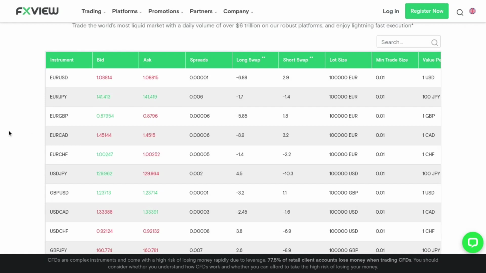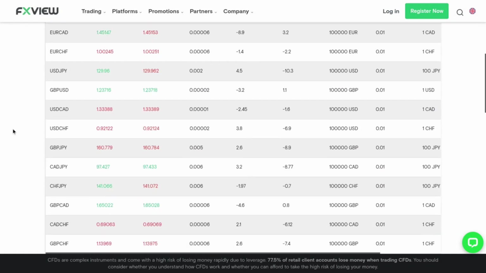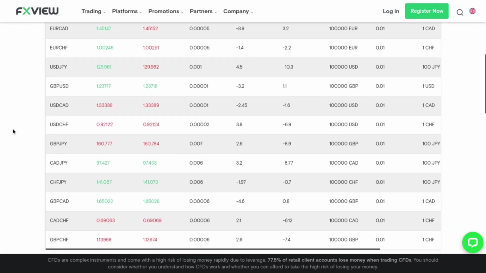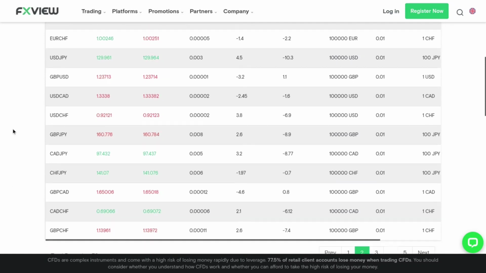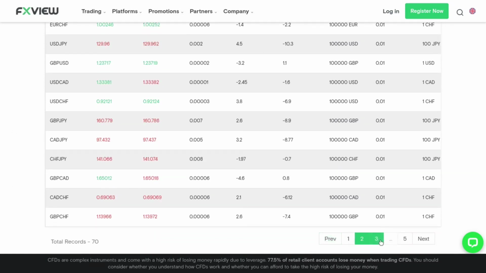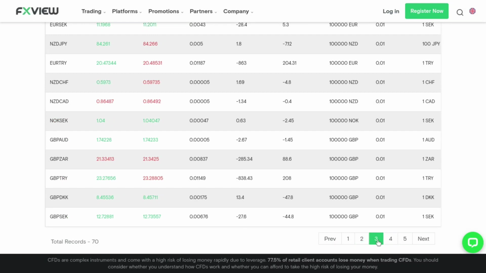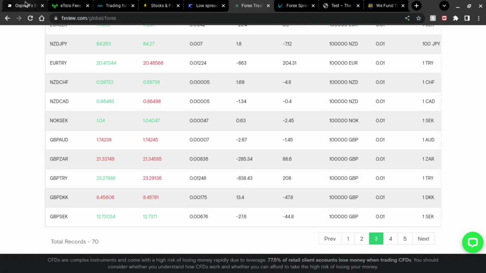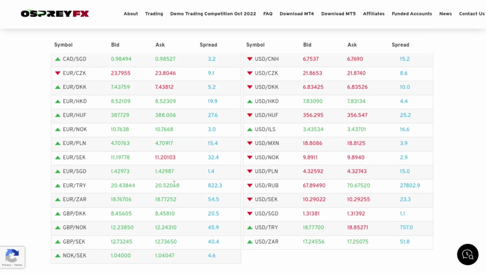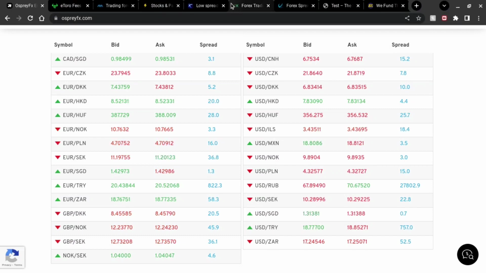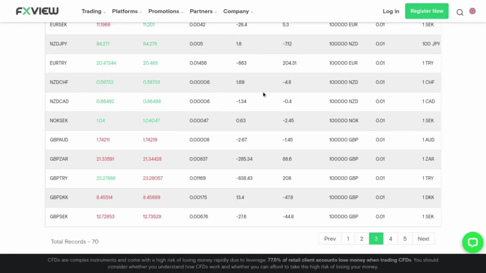Okay, FX View we're going to be looking at. These guys have been offering really tight spreads in terms of both the majors and minors. Let's see how they are with the exotics. Go to the next page. Okay, pound ZAR looks like around 83, I would assume. 83 pips relative to, what did Osprey offer if they had pound? Okay, these guys don't have pound. Okay, so it's from the first part.